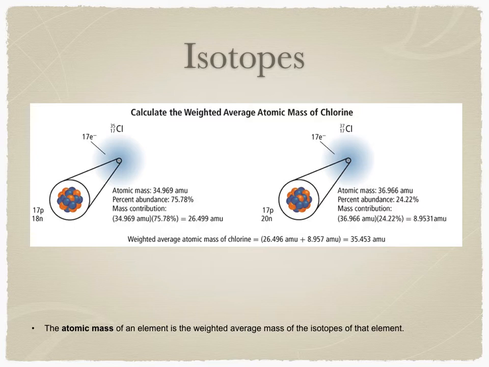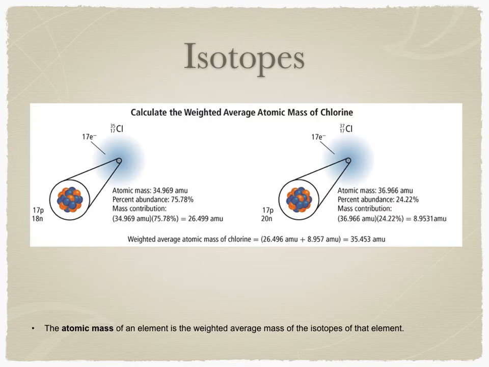If we look here at chlorine-35 and chlorine-37, chlorine-35 is going to have 17 protons and 17 electrons, but it's going to have 18 neutrons. Chlorine-37 will have 17 electrons and 17 protons. Remember, it has to have the 17 protons and the 17 electrons to make it chlorine, but it's going to have, I'm sorry, 20 neutrons. 17 plus 20 is 37.